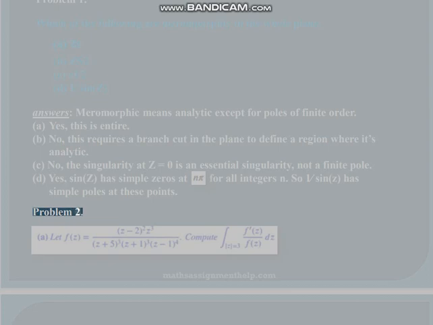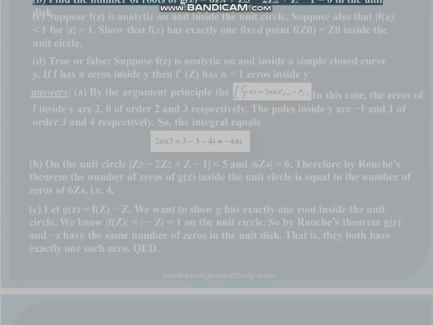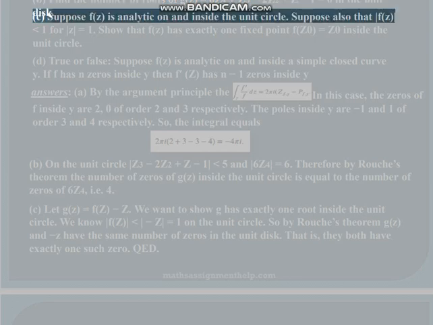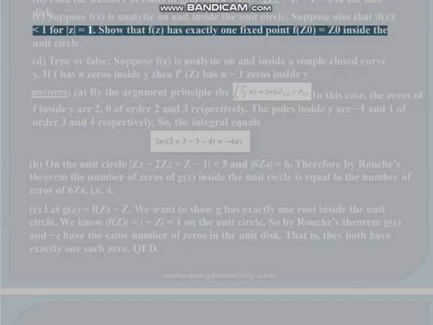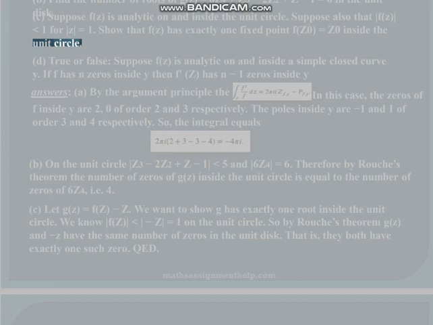Problem 2. B. Find the number of roots of g(z) = 6z^4 + z^3 - 2z^2 + z - 1 equal to 0 in the unit disk. C. Suppose f(z) is analytic on and inside the unit circle. Suppose also that |f(z)| < 1 for |z| = 1. Show that f(z) has exactly one fixed point f(z0) = z0 inside the unit circle.